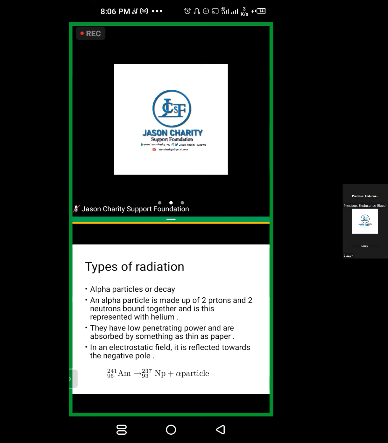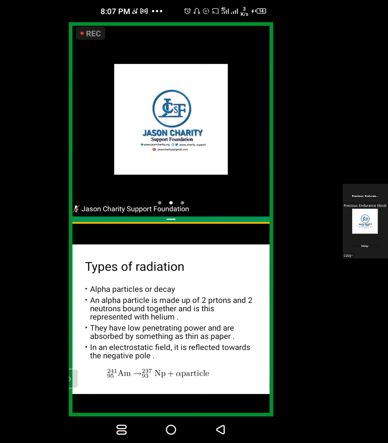Now, there are different types of radiation. Actually, there are three different types: we have alpha decay or alpha particle, beta decay or beta particle, and gamma ray. We will see why gamma is a ray and not a particle. Now, an alpha particle is made up of two protons and two neutrons. When we add that up, that should give us 4.